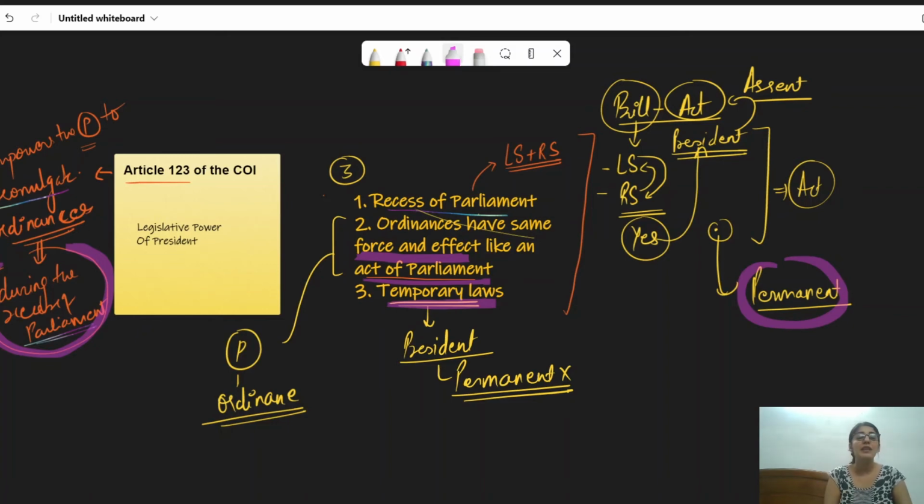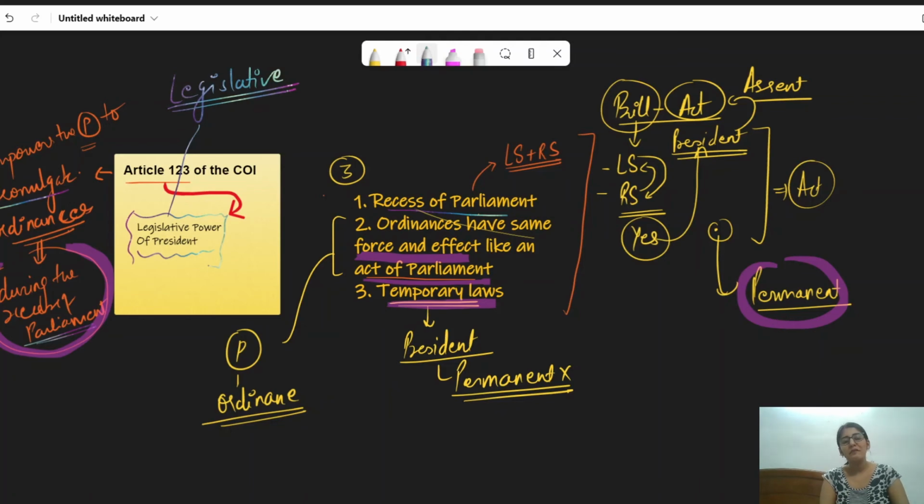This is the basic introduction about the ordinance part of the President of India. Now I'm saying here that Article 123 talks about what? It talks about the legislative part of the president. If this comes in the exam, this is how you need to understand it. I'm talking here about the legislative part.